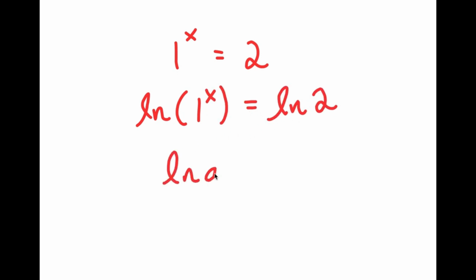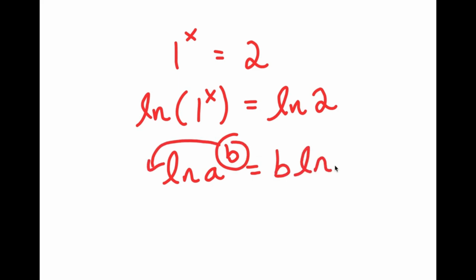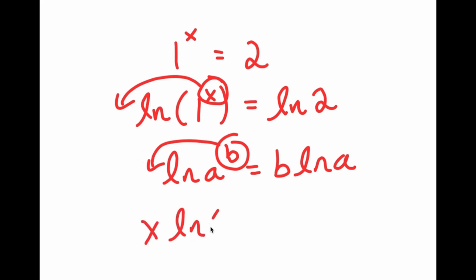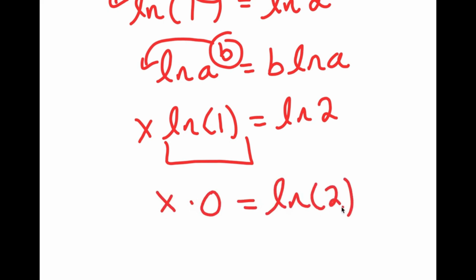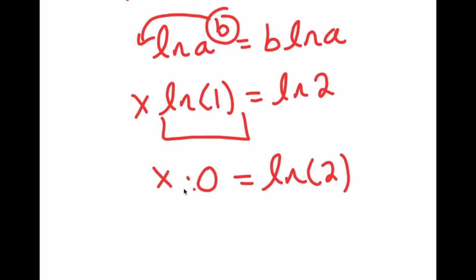Now if I have something in the form ln a to the power of b, I can move this exponent b to the front, so I get b times ln a. So in this case, I have ln 1 to the power of x, and I can move x to the front. So I get x times ln 1 is equal to ln of 2. Now, if you didn't already know, ln of 1 is actually equal to 0. So I have x times 0 is equal to ln 2. And x times 0 is 0, so I get 0 is equal to ln 2.